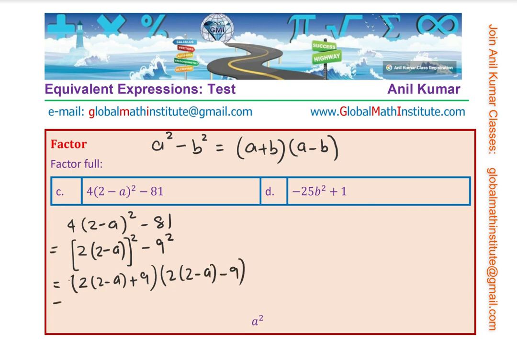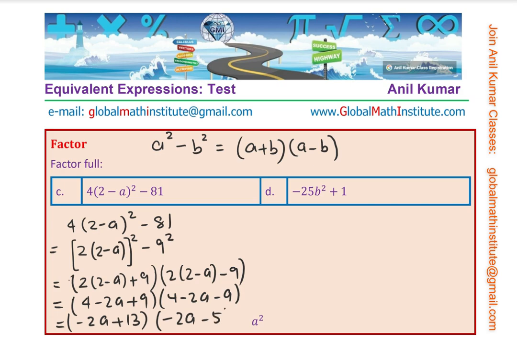Makes sense, right? Open these brackets, and then you can write 2 times 2 as 4 minus 2a plus 9, right? 4 minus 2a minus 9, right? And combine 9 and 4, so we get what? We get minus 2a plus 13. And here we get minus 2a and minus 9, and this is minus 5. Is that clear to you? So that is what you get.